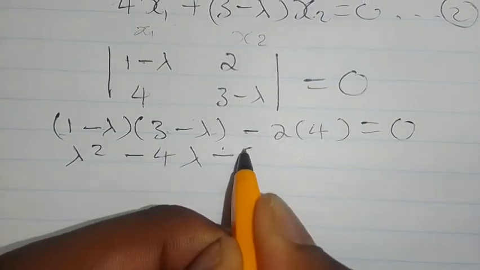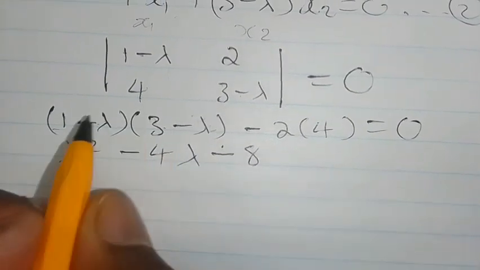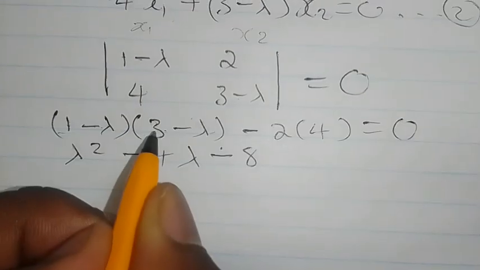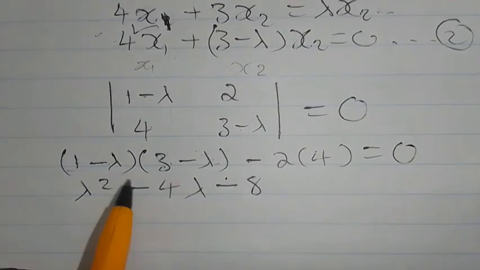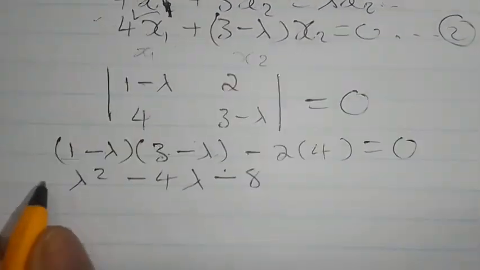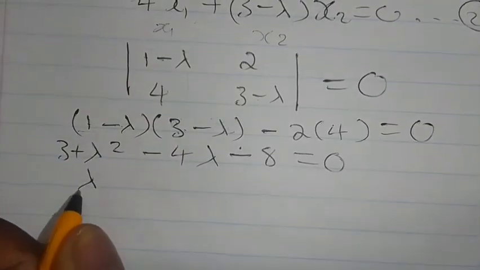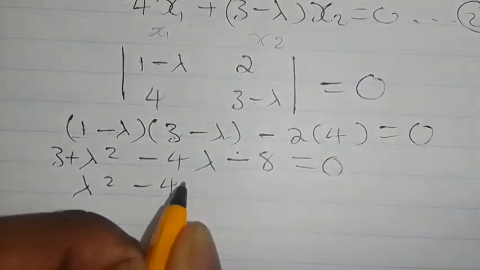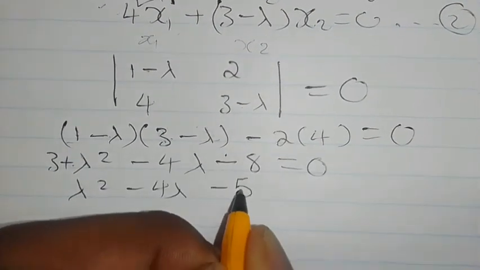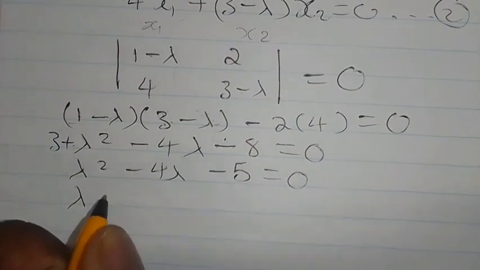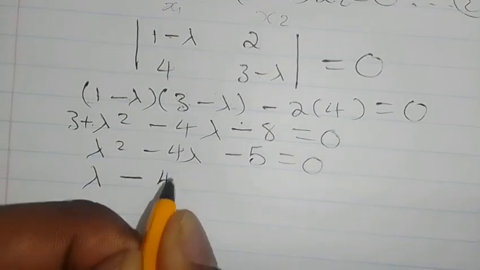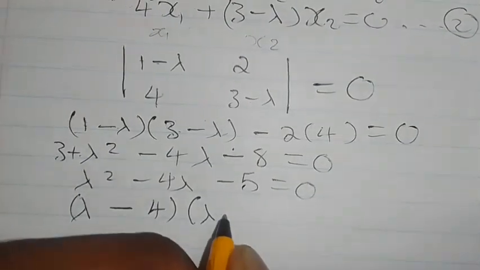And then we have minus 8 there. And then 1 multiplied by 3 is just going to be positive 3, so you have 3 somewhere there, and this will be equal to 0. Now, you have lambda squared, minus 4 lambda, and then 3 minus 8, that's going to give us minus 5, and you equate that to 0. And this equation can be factorized into (lambda minus 5)(lambda plus 1).